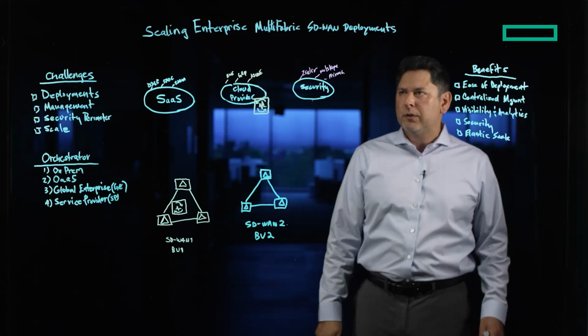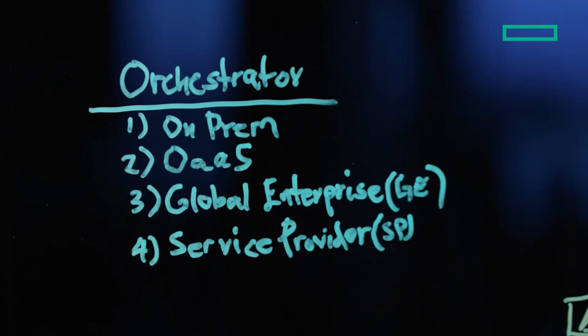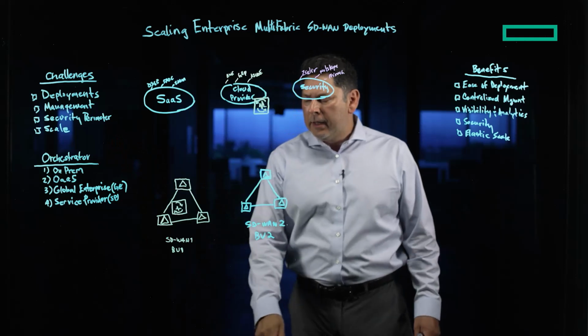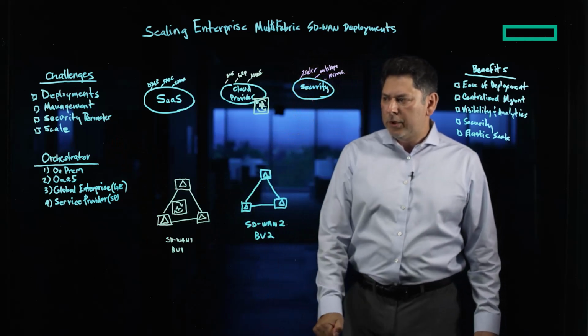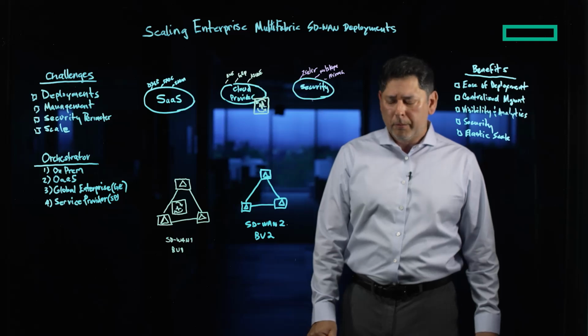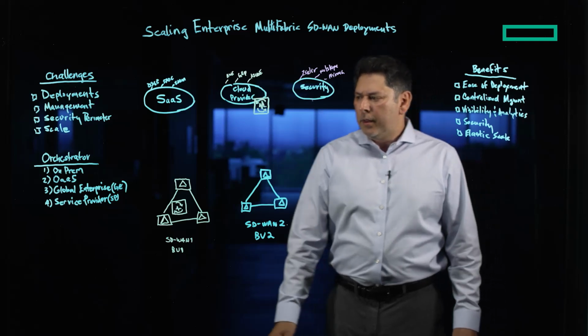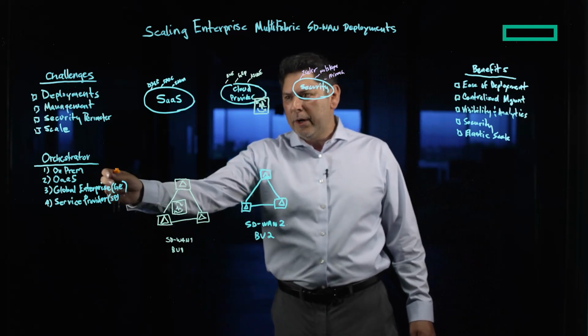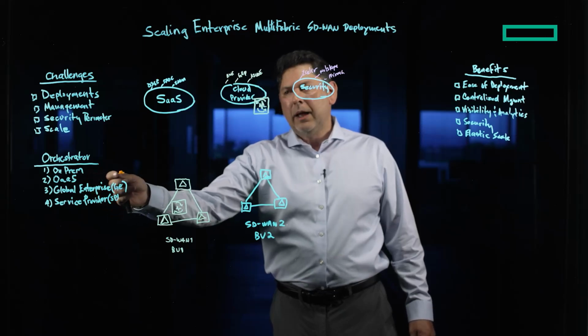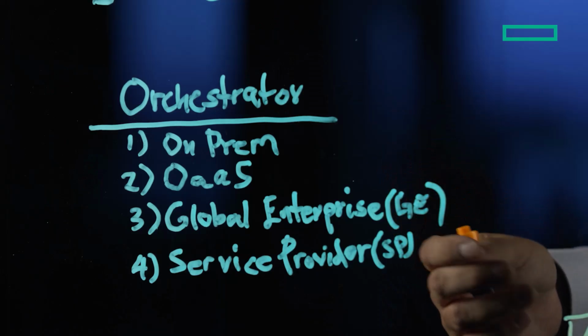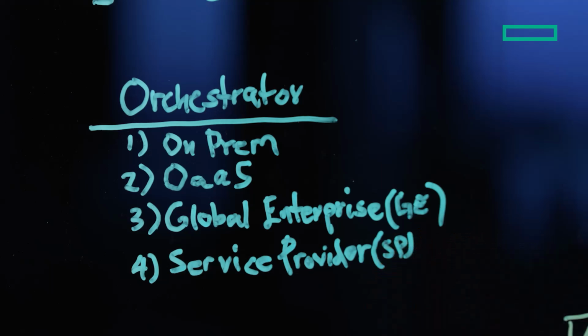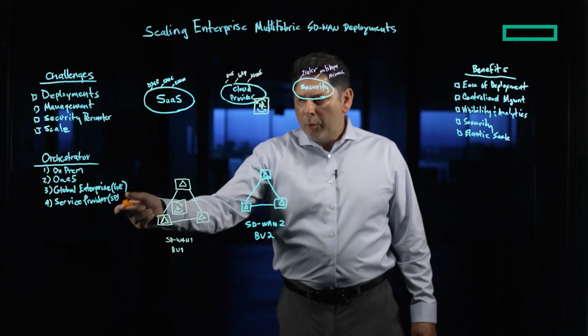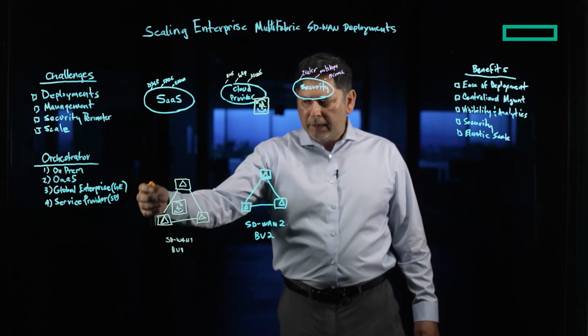So to help address this are 4 offerings that we have within Orchestrator. Our Orchestrator is our single glass pane of manageability, which is very flexible and very secure. And those 4 offerings are the on-prem, the Orchestrator as a service. We also have Global Enterprise GE, and then we also have the Service Provider SP. Global Enterprise and Service Provider SP are our multi-fabric, multi-tenant. They're basically identically the same.